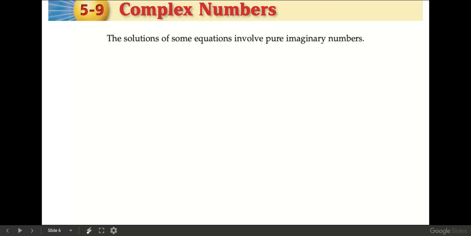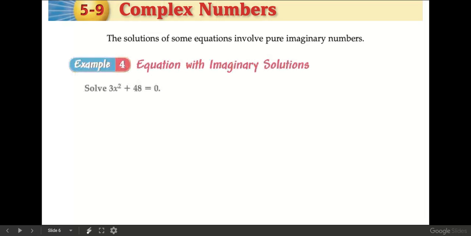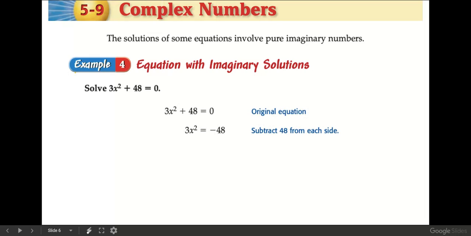So the solutions of some equations involve pure imaginary numbers. Here we have 3x squared plus 48 equals 0. If we were to solve this, we have our original equation. We would subtract 48 from both sides, so we have 3x squared equals negative 48. Then we would divide both sides by 3, and that would give us x squared equals negative 16. Then we would take the square root of both sides, so x would equal both the positive and negative of the square root of negative 16, right?